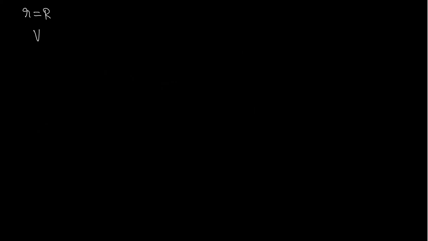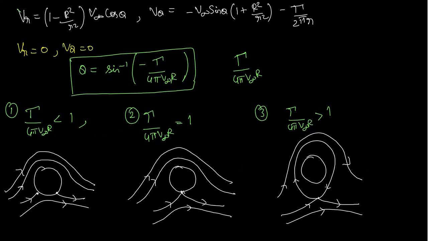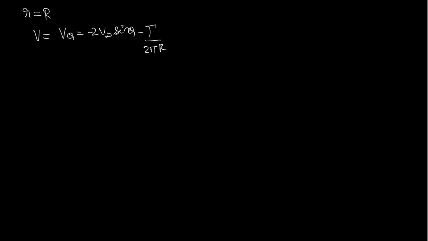So substituting that, we get v equals v theta, which is -2 times v infinity sine theta minus gamma over 2 pi r. That's from this equation. So we have the velocity, and we know that from Bernoulli's equation for incompressible flow, we can derive the pressure coefficient Cp to be 1 minus (v by v infinity) whole square. The pressure coefficient is nothing but (p minus p infinity) by the dynamic pressure.